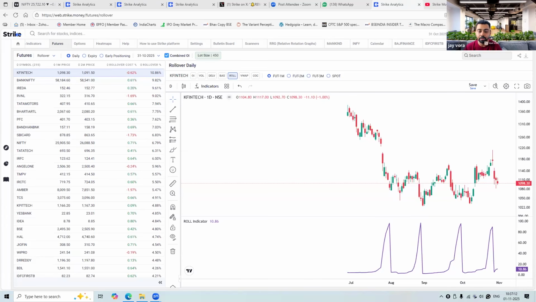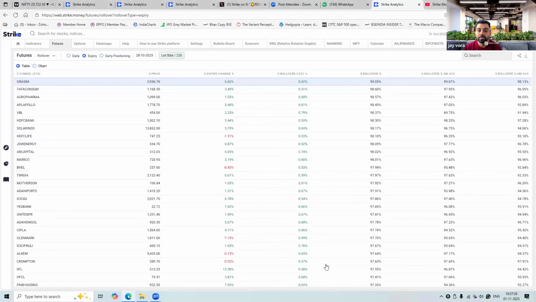Say for example, if the stock has gone down a lot and towards the end of the expiry you are seeing 90% rollover, 95% rollover, 85% rollover, that means people are rolling over their shorts. That is what the indication is. So as I mentioned, you have to look at this towards the end of the expiry. This expiry screen, everything is based on percentage. Okay, so I told you over here, right?